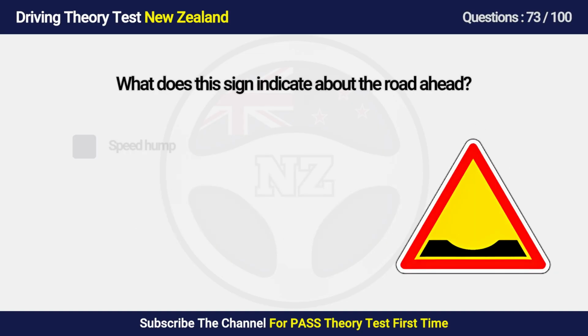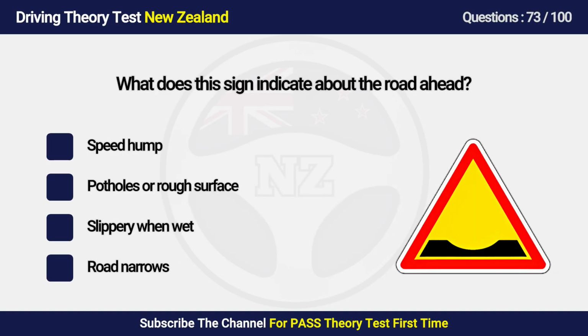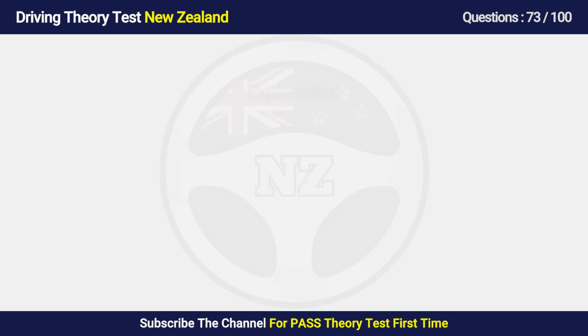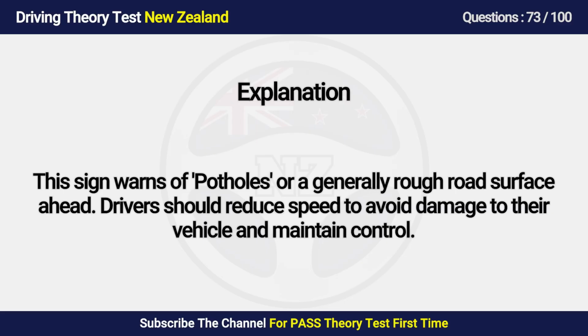Question 73. What does this sign indicate about the road ahead? A. Speed hump. B. Rough surface. C. Slippery when wet. D. Road narrows. Answer is B. Rough surface. This sign warns of a generally rough road surface ahead. Drivers should reduce speed to avoid damage to their vehicle and maintain control.